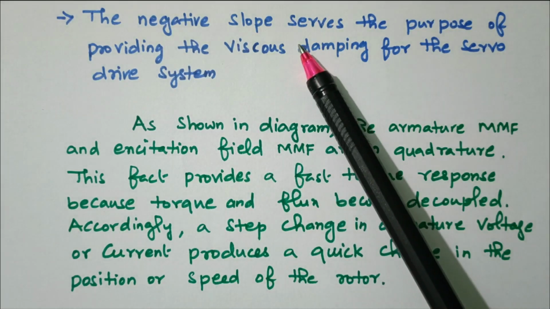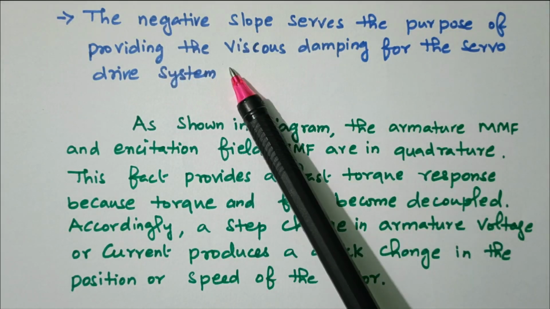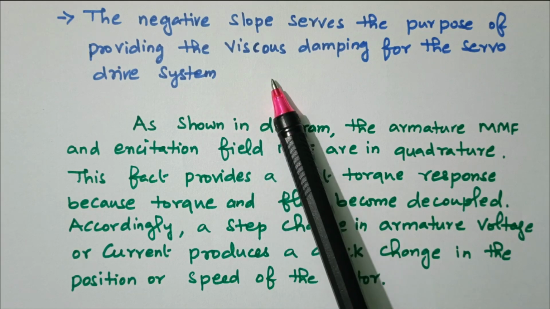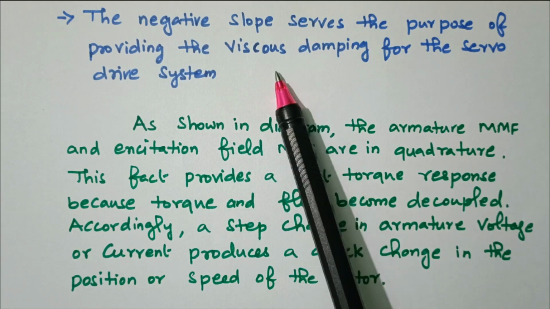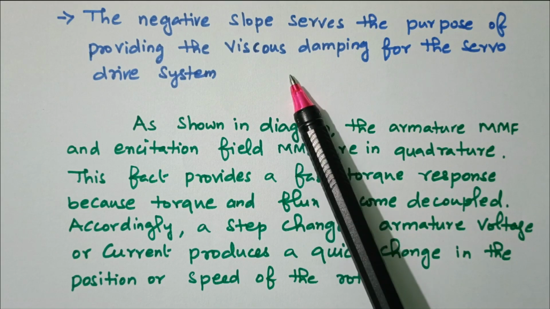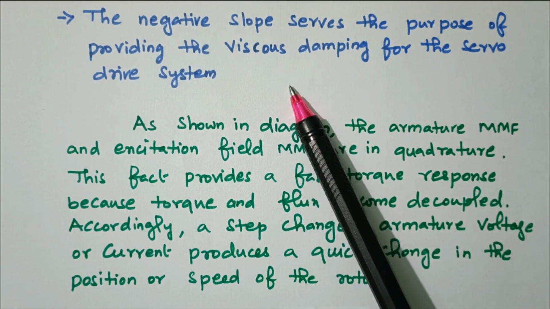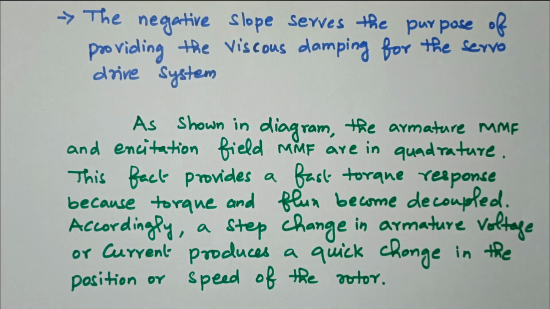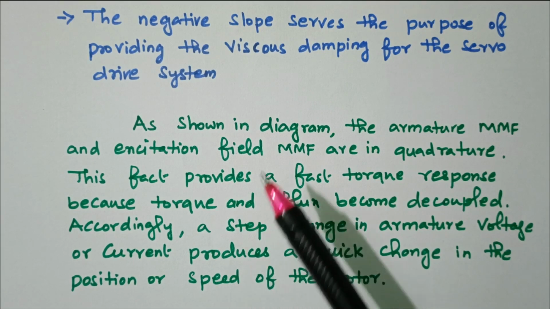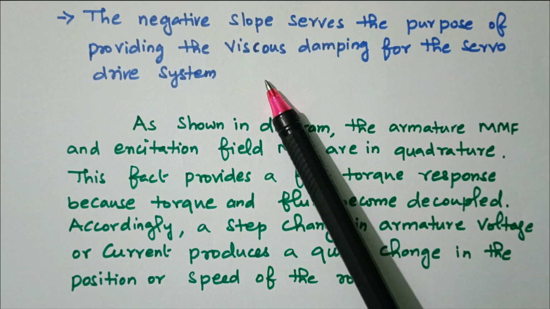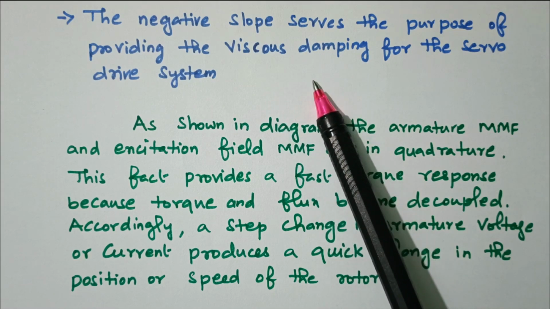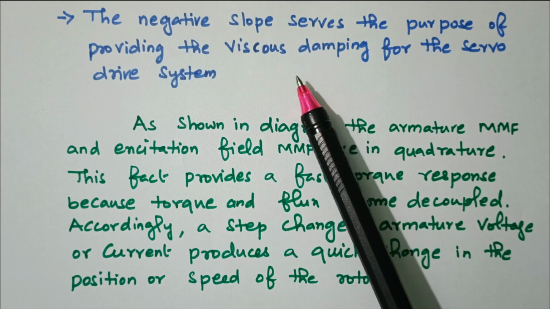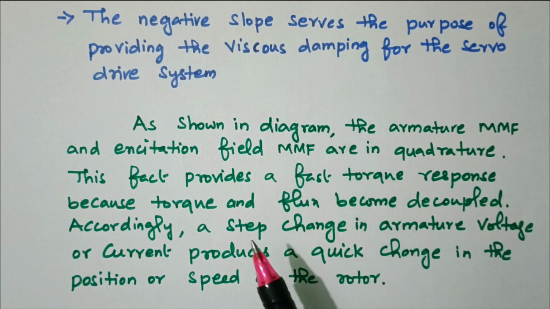The negative slope serves the purpose of providing viscous damping for the servo drive system. Damping, we know, is used for damping purposes. Damping means it will provide the control force. One of the control forces is the viscous damping. Due to the negative slope, more viscous damping is available, and that will be used for control purposes.